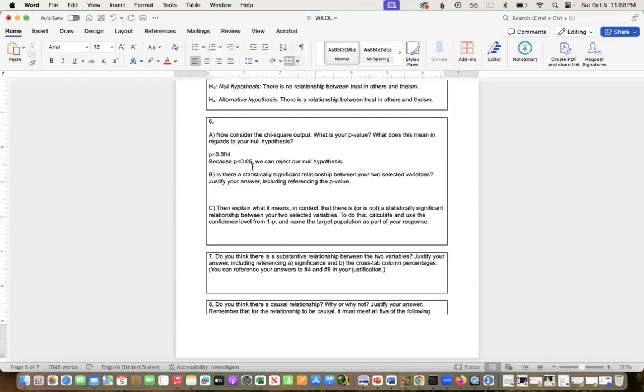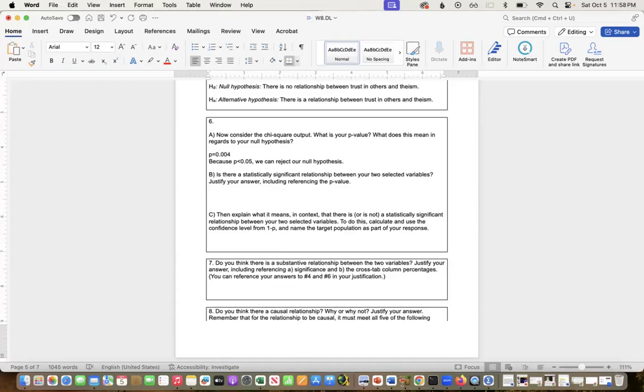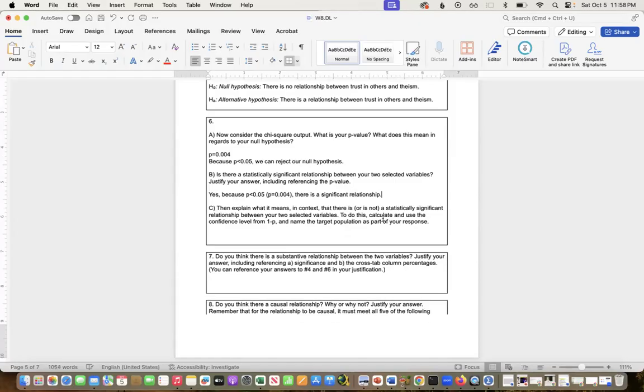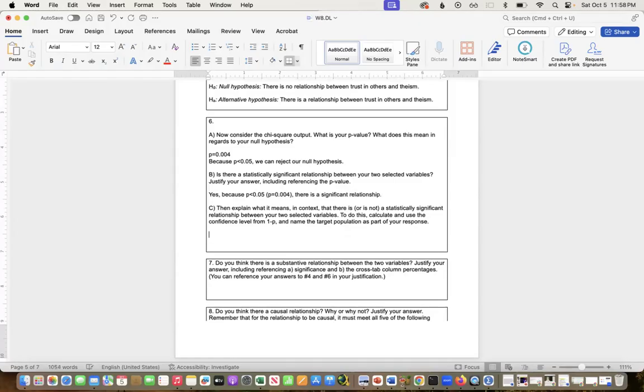If p was not less than 0.05, it would mean we can't reject our null hypothesis. So is there a statistically significant relationship? Yes. Because p is less than 0.05, there is a significant relationship. And again, what does significance actually mean? That's what we're answering here.